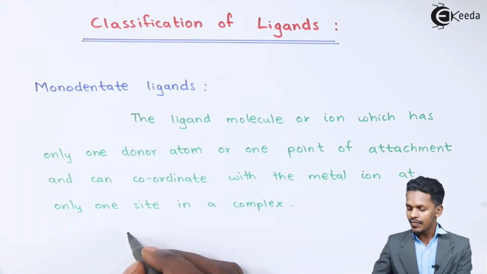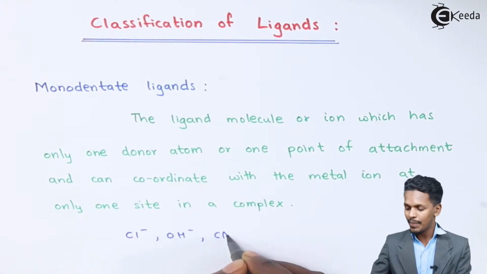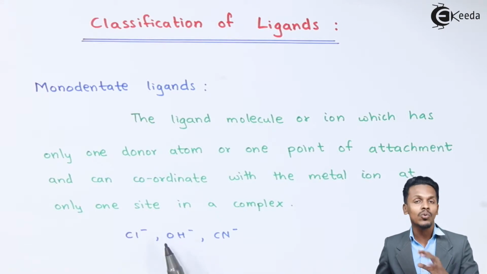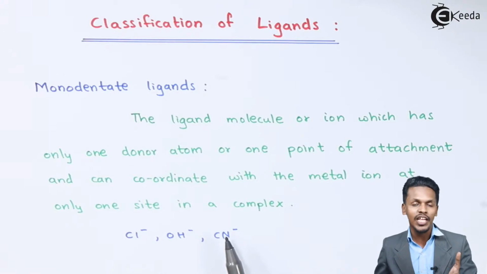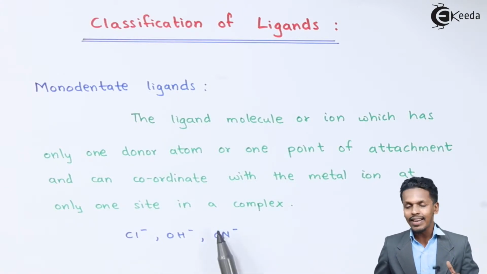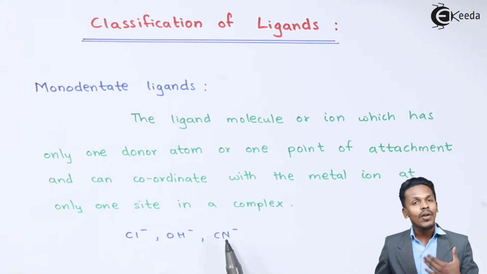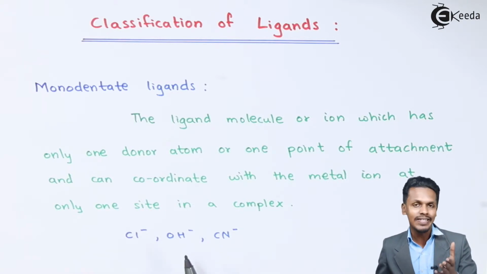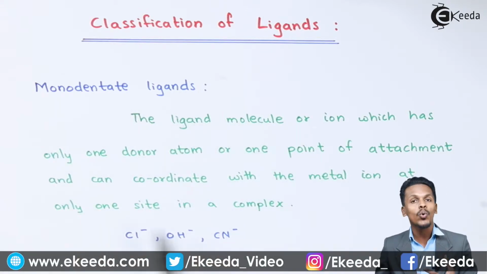For example, suppose I'm talking about ligands such as Cl minus, OH minus or CN minus. Here we can find that Cl minus has only one point of attachment, and that is from Cl only. Here also there is only one point of attachment, that is from OH. And even CN minus has only one point of attachment with the central atom. But CN also has a different classification, which I'm going to talk about in a future topic. Right now, let us understand that these are all ligands, and there are many ligands which have only one site of attachment with the central metal atom, and that's the reason they are known as monodentate ligands.